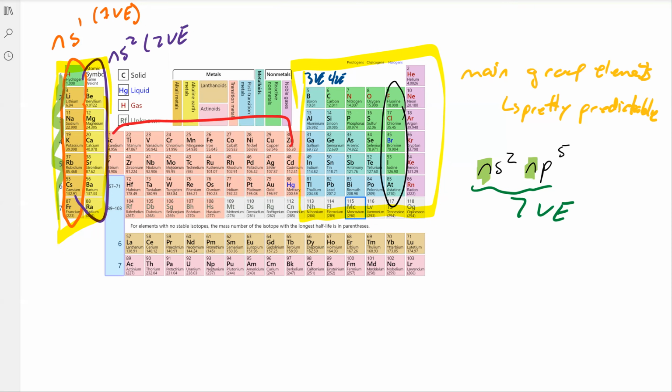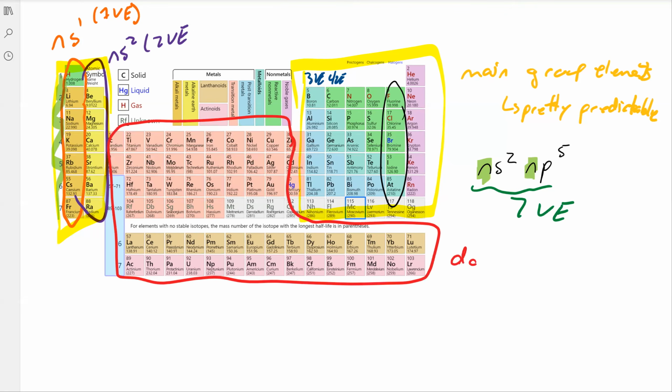The transition metals and the inner transition metals, the f block, they kind of do their own thing. Things get a little bit more complicated. In terms of general chemistry, we mostly focus on the main group elements, and then transition metals a little bit here and there.